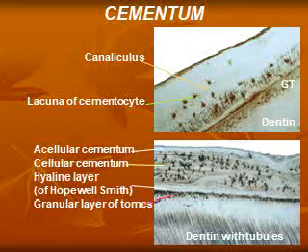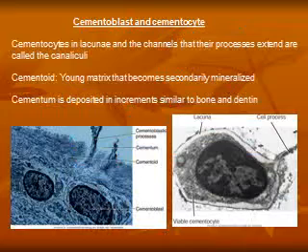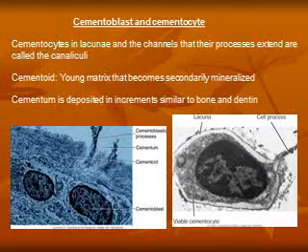This slide is very important. We see Tomes' granular layer of the root dentin, and then the Hopewell-Smith layer, and then the cellular cementum, and the last covered area is acellular cementum. Cementoblast and cementocyte. Cementocytes lie in lacunae, and the channels through which their processes extend are called the canaliculi. Cementoid is the young matrix that becomes secondarily mineralized.